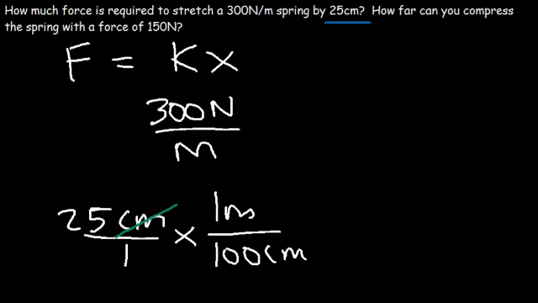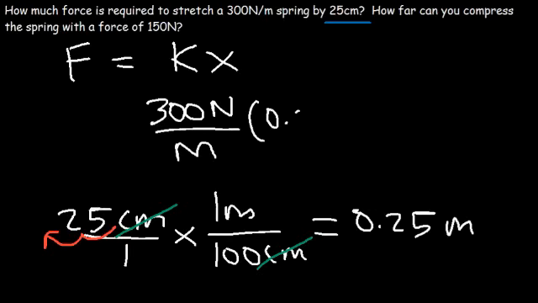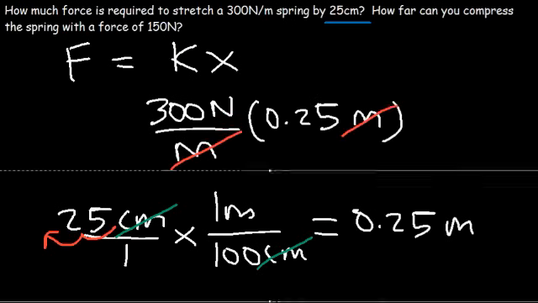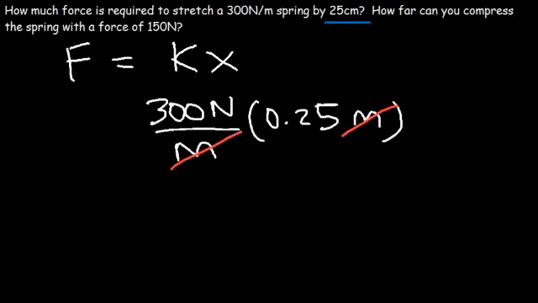So to convert it, we need to divide by 100, or move the decimal 2 units to the left. So this is equal to 0.25 meters, which is the value of x. So what is 300 times 0.25? Or what is 25% of 300? This is going to be about 75. So that is the force required to stretch the spring by 25 centimeters.